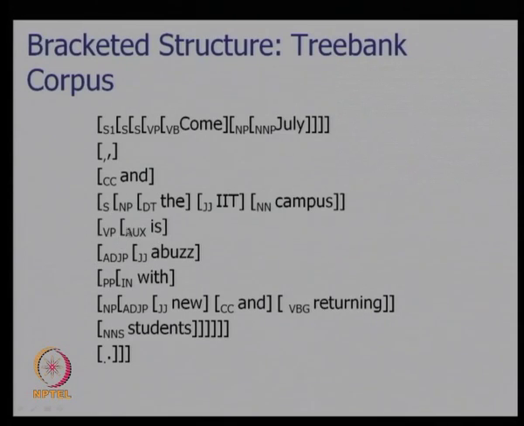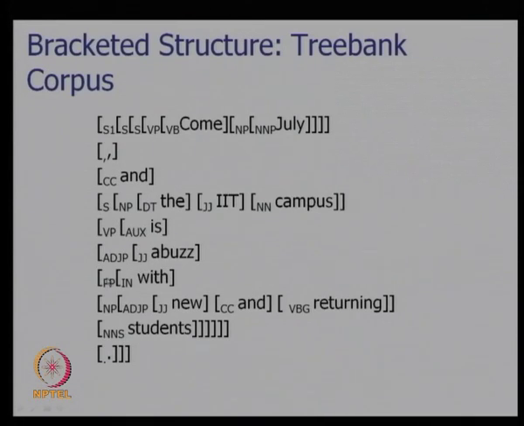Let us see, is an auxiliary, there is an adjective phrase abuzz with new and returning students. So, abuzz with new and returning students is a complete adjective phrase. So, this adjective phrase along with the auxiliary verb which comes before the adjective phrase completes the verb phrase. Now, the verb phrase and noun phrase together complete a sentence.